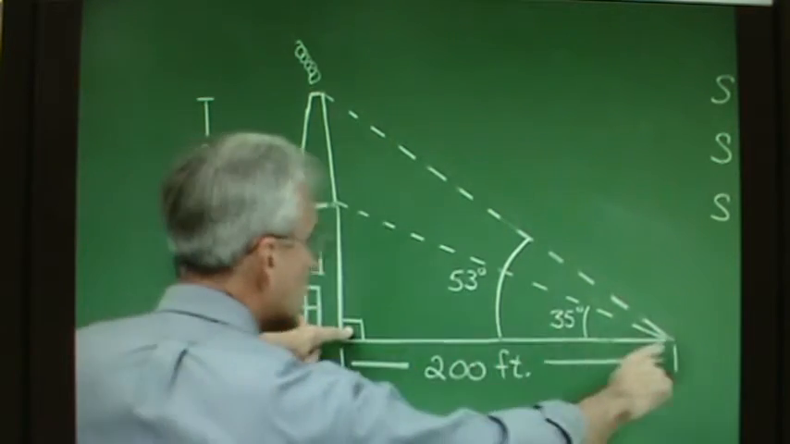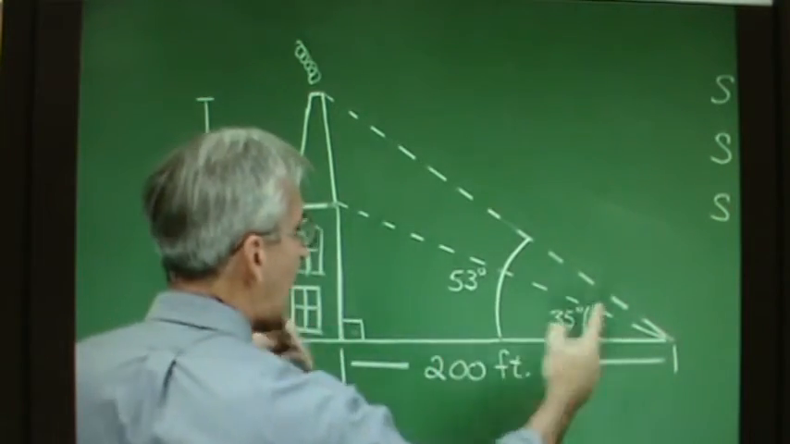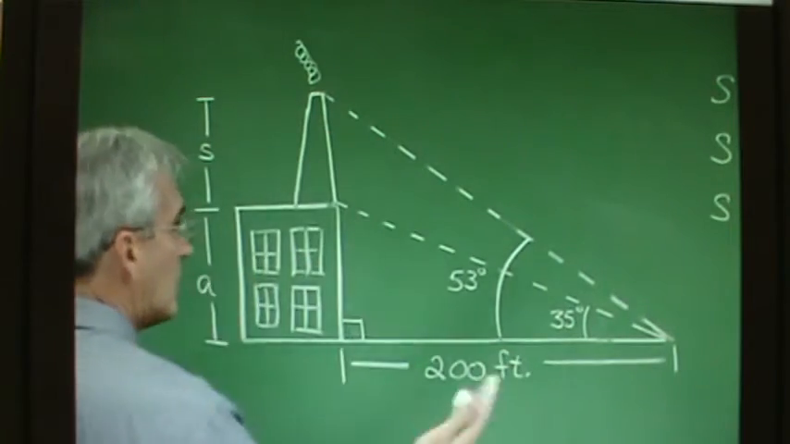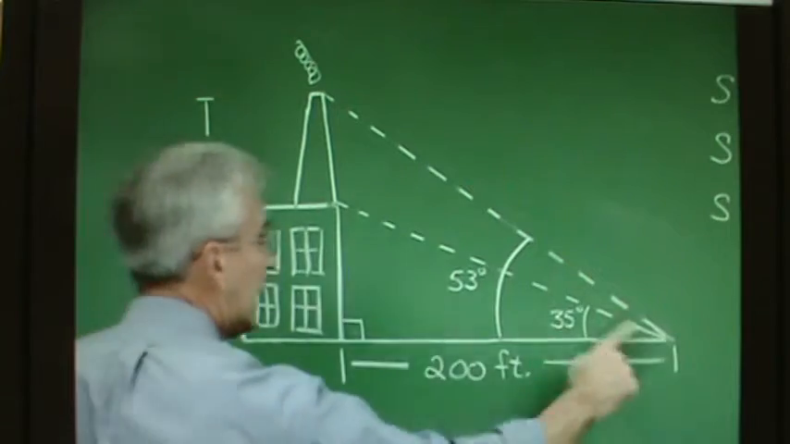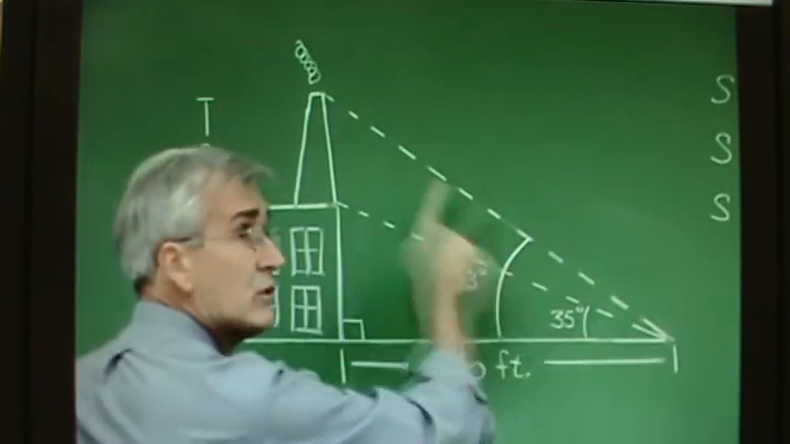We're going to use the information about this lower side, and we're going to use these angles involved. And the side opposite those angles are these sides. We have the smaller triangle that has to do with the height of the building, and we have the larger triangle that has to do with the height of both the building and the smokestack.